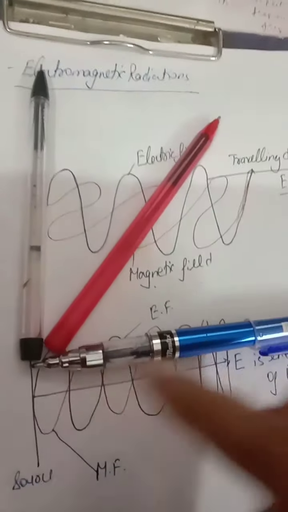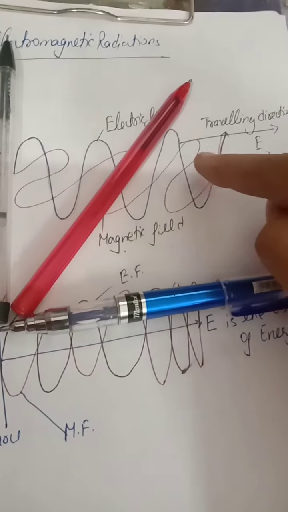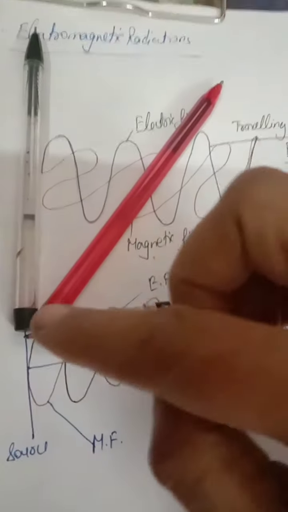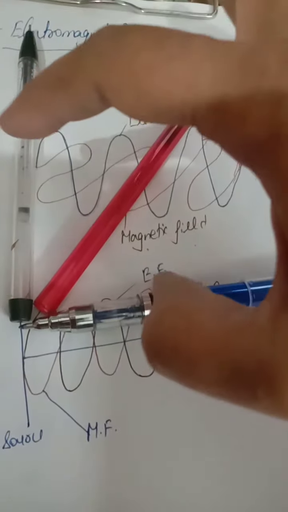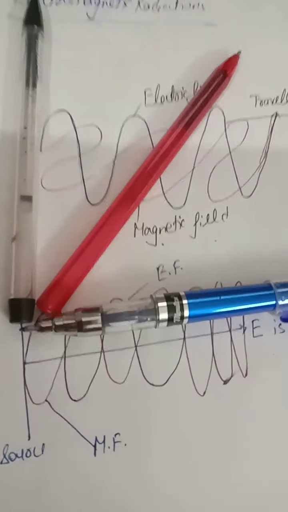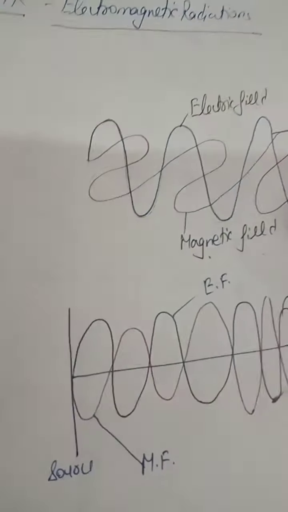They both are at 90 degree to one another, and this one is the direction of wave which is traveling, that is energy, that is perpendicular to both of them, that is in z-axis. So this is 3D representation of EMR, that is electromagnetic wave.